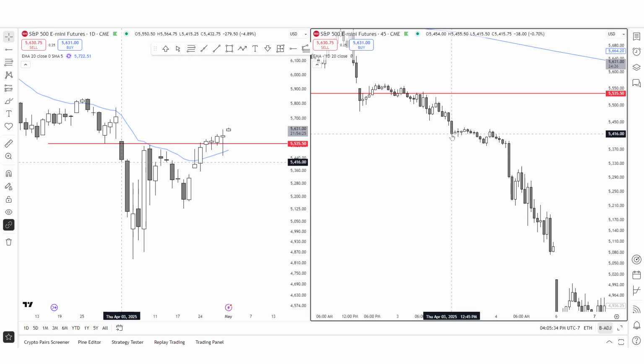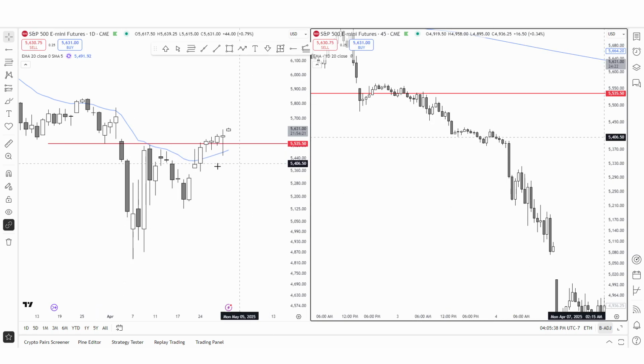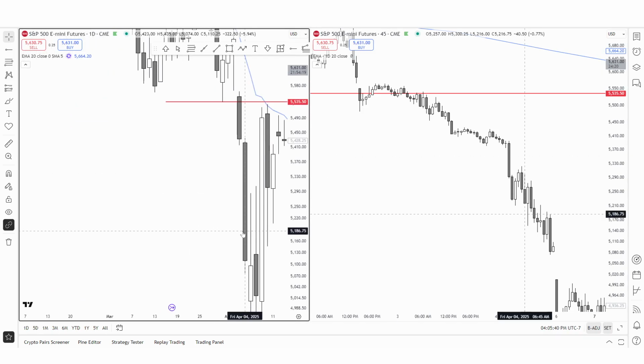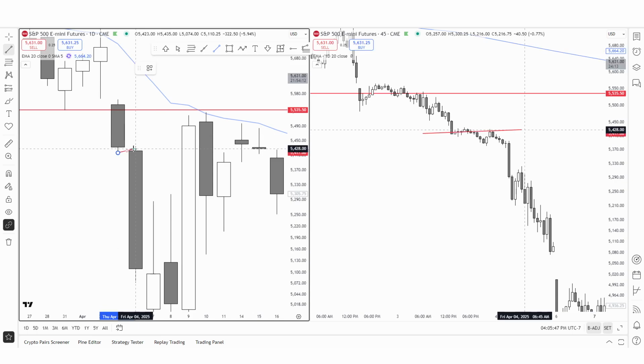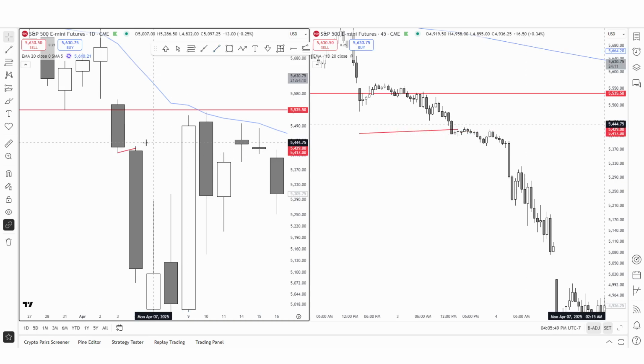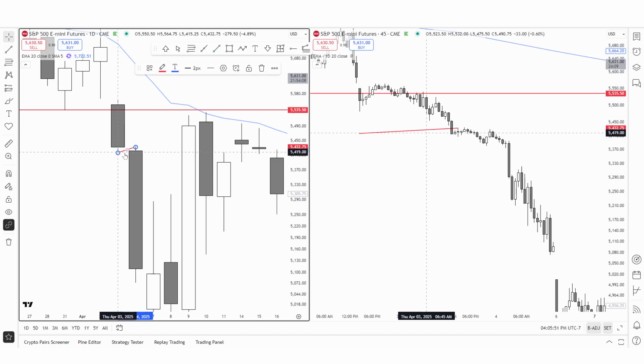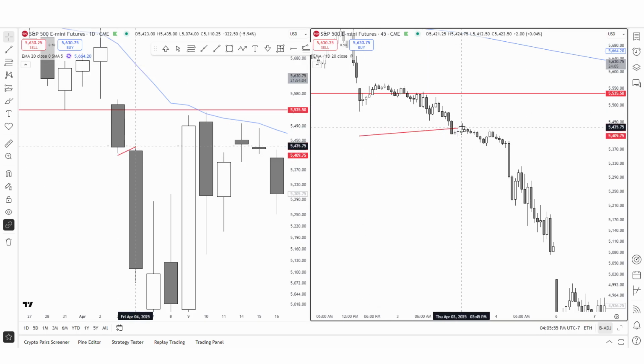Now I'm on the 45-minute chart. And then I kept saying there's a pullback right here. So this sideways price action is this small tail, and that small tail. So this would be the pullback. Right around there. So there's a pullback, right?